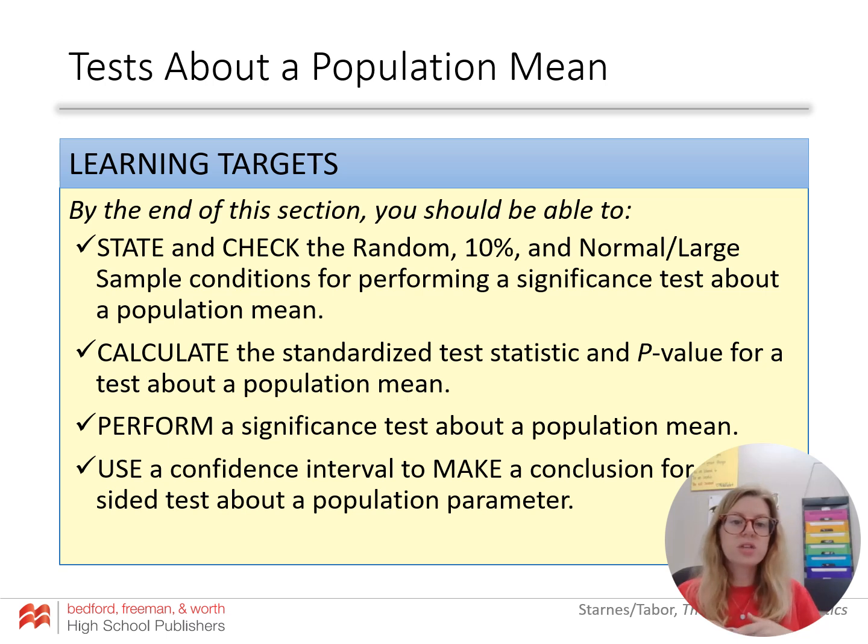So our learning targets for this one is to check those three conditions as always, calculate a standardized test statistic, but this time we're going to be using t instead of z, and a p-value, and then perform that significance test. Use that to make a conclusion.